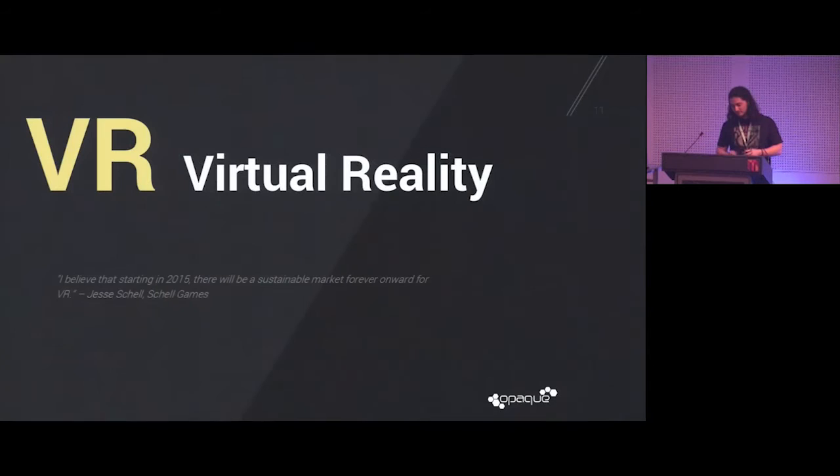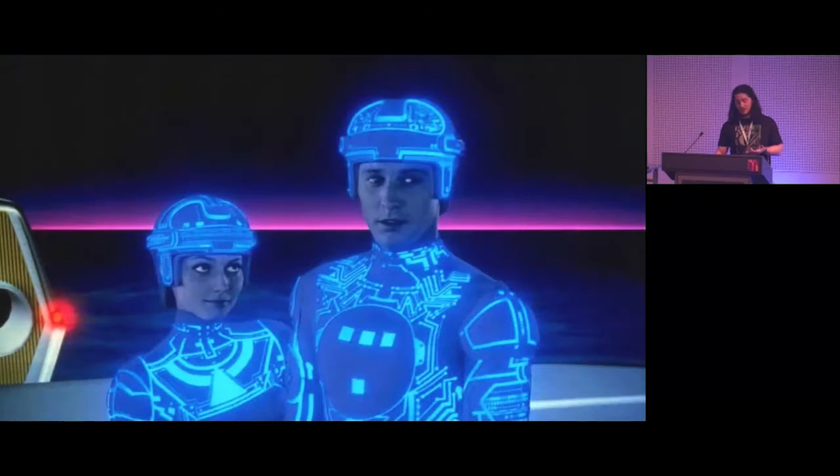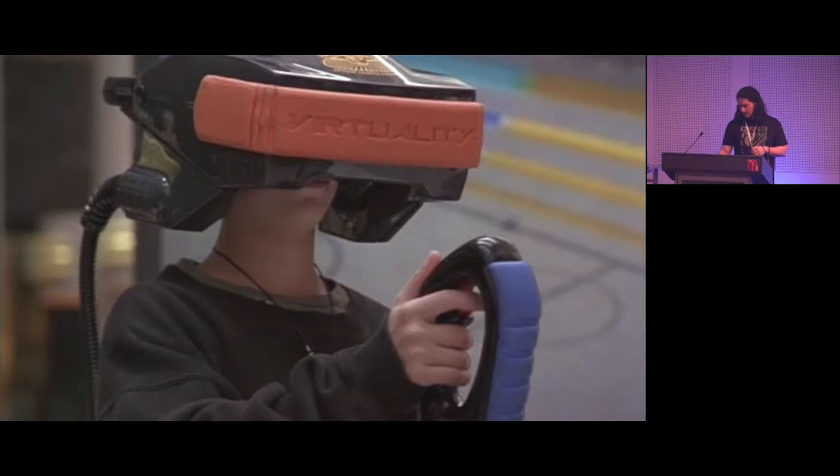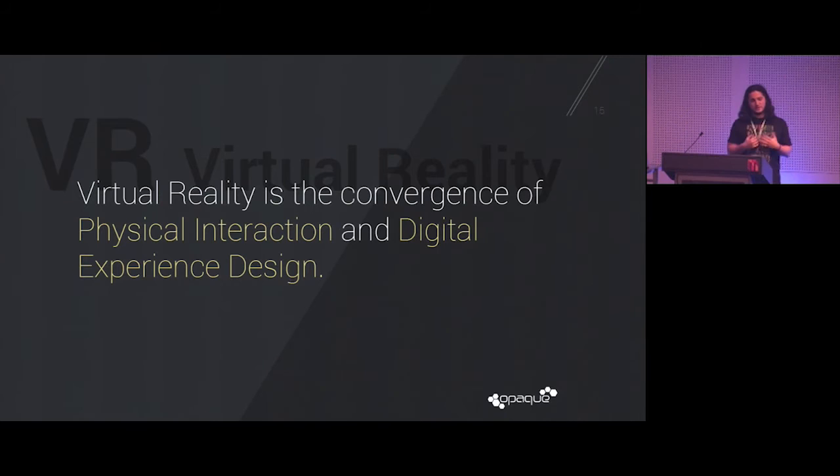So virtual reality essentially started off as science fiction, basically. And then it became a simulation and training aid. So it was ingrained into parts of our society that we're not commonly exposed to, which is an interesting thing, and I'm going to talk about that a little bit more. Then it became something weird. But essentially, virtual reality is a convergence of physical interaction and digital experience design. So in principle, it's the idea of placing a physical human being into a digital avatar and imposing them into a digital environment that we construct.